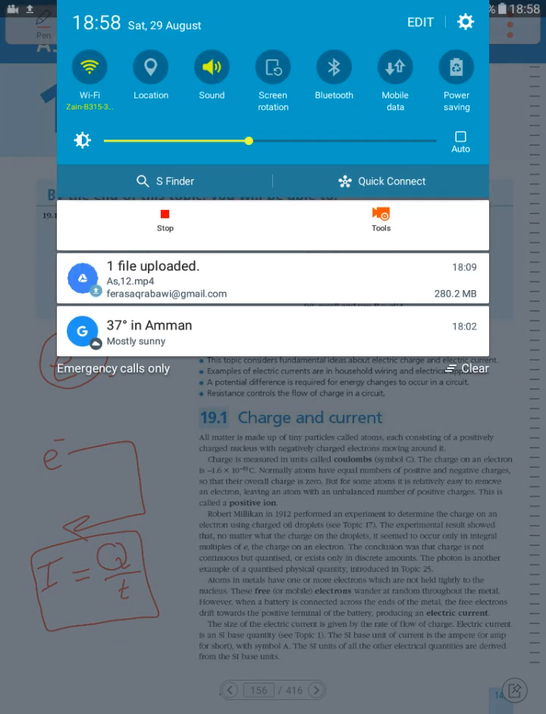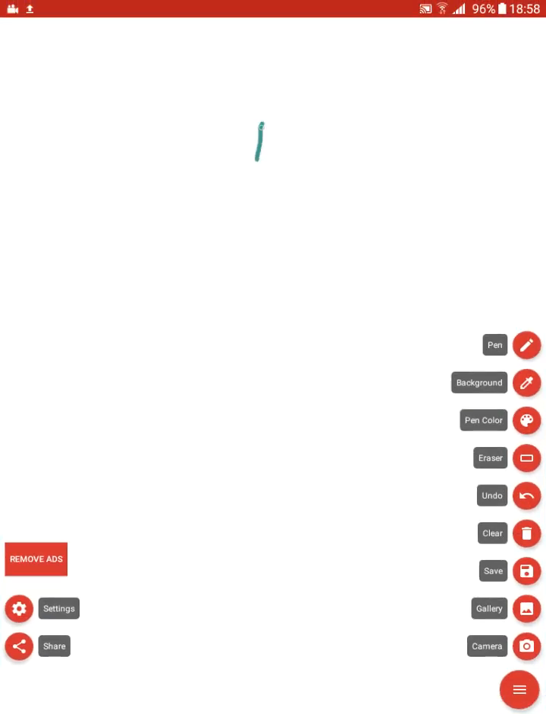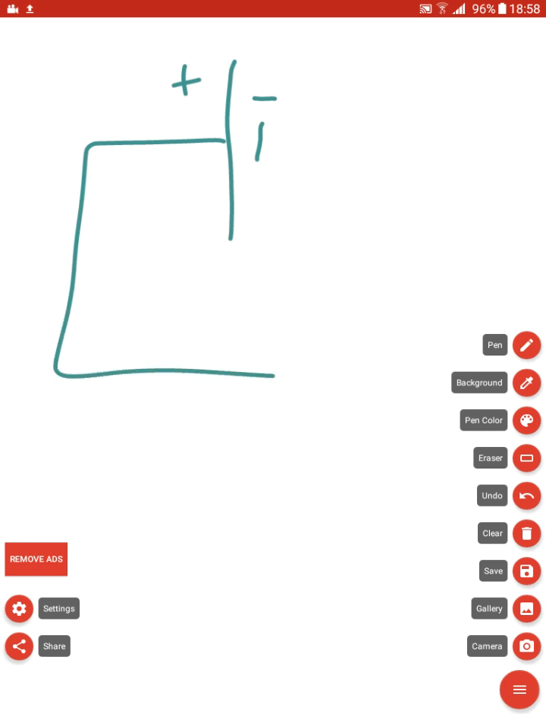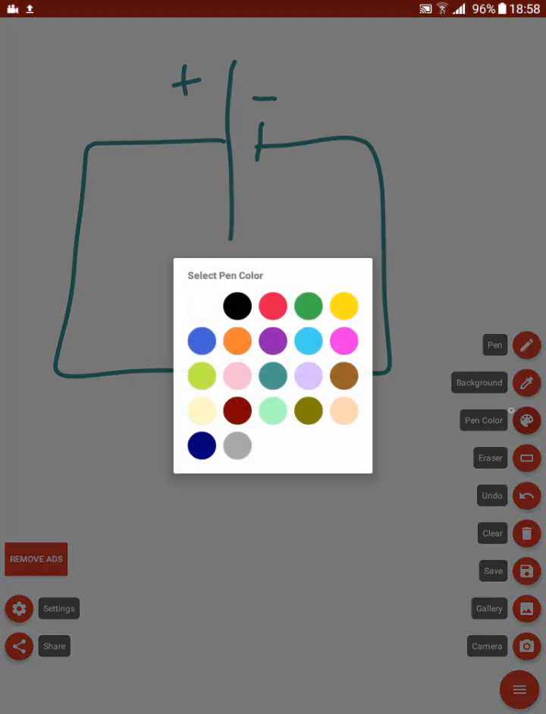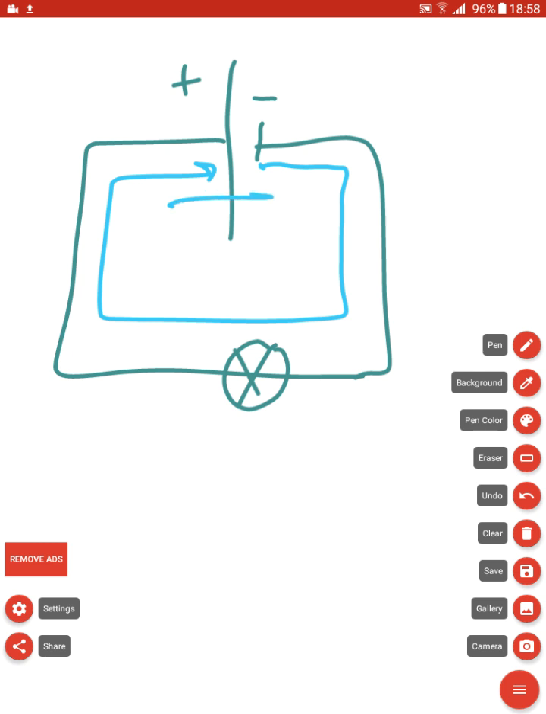What moves inside the wire? We have here the negative and positive sides of the power supply or battery. Maybe we have a bulb. Now, the electrons will move from the negative side to the positive side outside the battery, and from positive to negative side inside the battery. This is the electrical current.